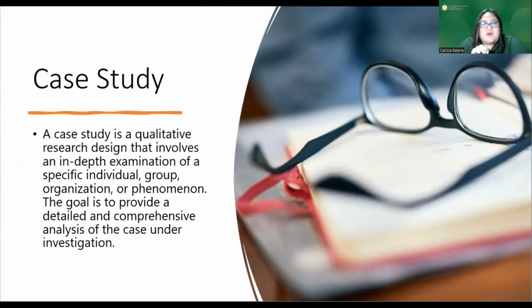Okay, so as I've mentioned, a case study is an in-depth examination of a specific individual, group, or phenomenon. The goal is to provide comprehensive analysis. So what you interview or observe in a group, you present in report form, as a case study.